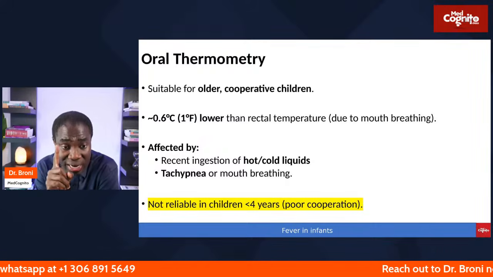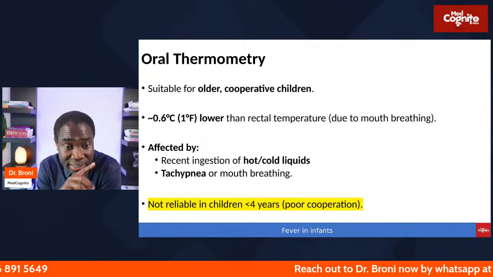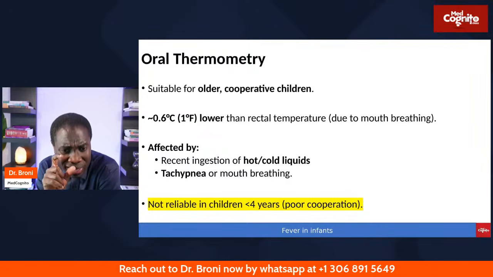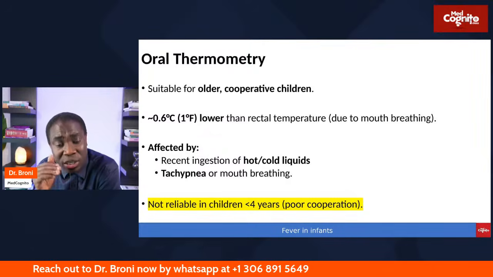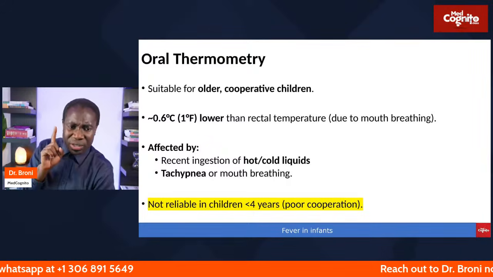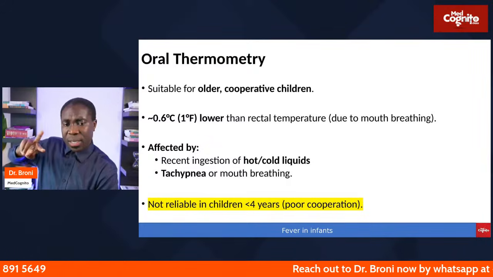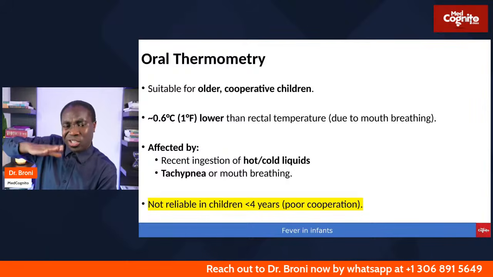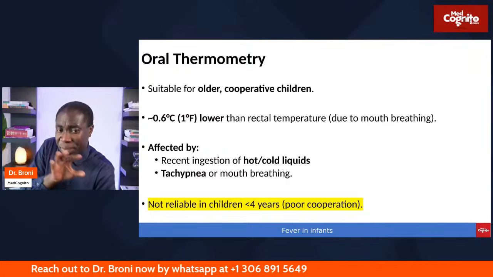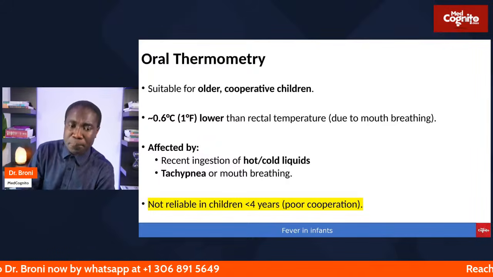One thing you need to learn about oral thermometry for your board exam, the MCQ one, is that it is not reliable in children less than 4 years because they don't cooperate. So, contraindication for rectal thermometry is neutropenic children. Oral thermometry is not reliable in children who are less than 4 years. These are pearls you need to know for your exam.